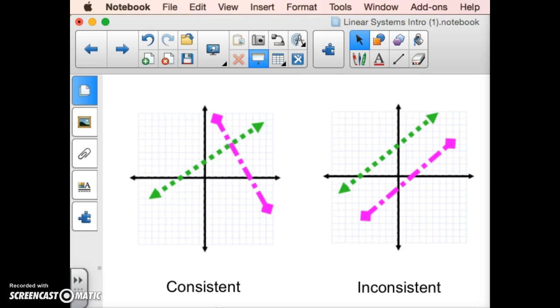Third possibility, and this is the weird one, anybody think of it? This is unusual. This is where you have two equations for the same line. Notice the pink line is lying right on top of the green line. This is a consistent system because they share all of the points on the lines, and it is dependent because there's more than one answer. So in this case, there's an infinite number of common points.